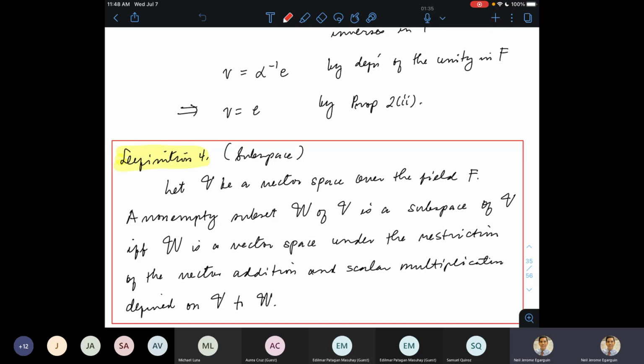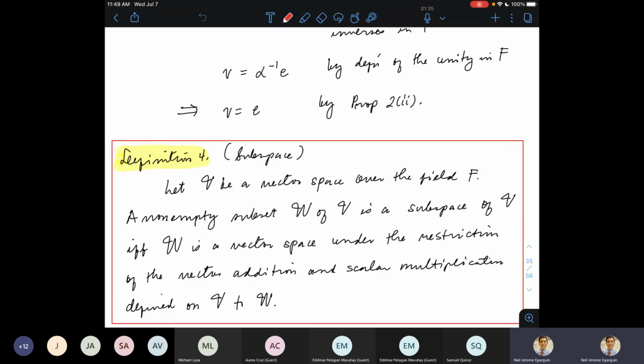Okay, so last time I guess we went over the first half of module one. So let's try to recap the last portion of that discussion. I guess we ended up near after definition four, which is about subspaces.